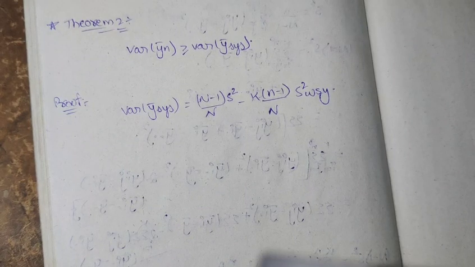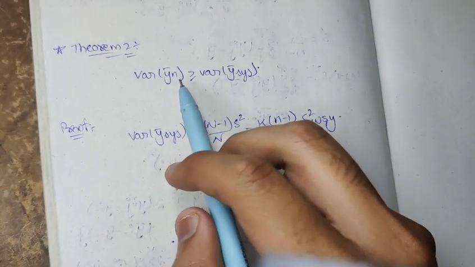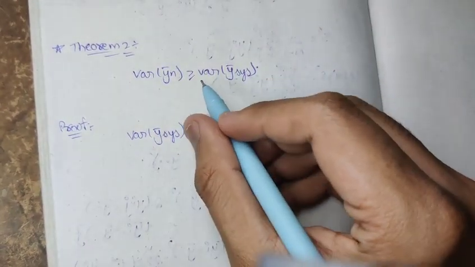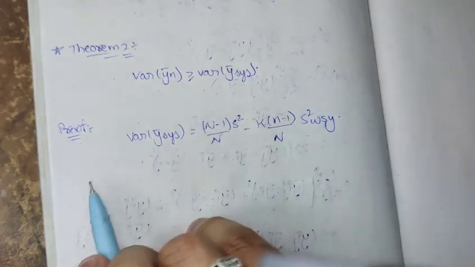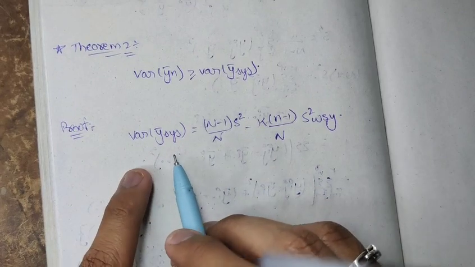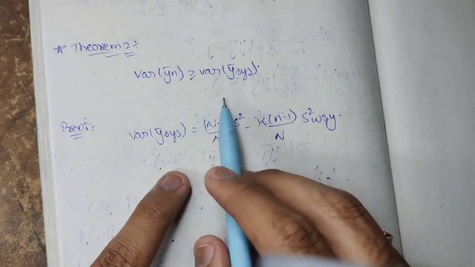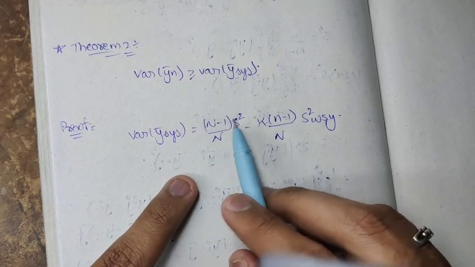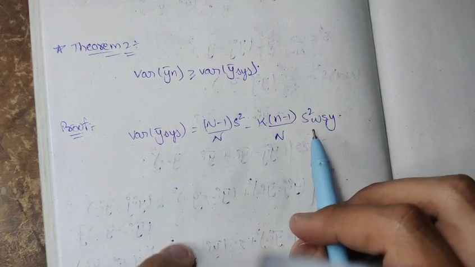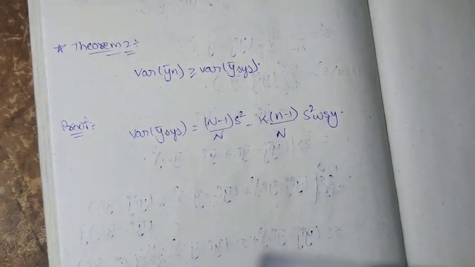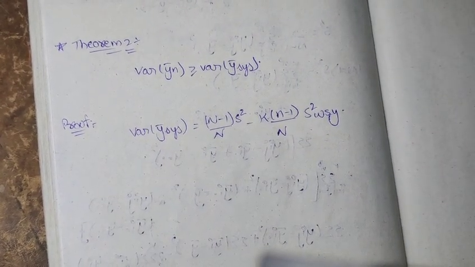Now, for the second theorem in systematic random sampling, we have to prove that variance of y bar n is greater than or equal to variance of y bar systematic random sampling. I already told you in the previous video that for this variance we'll be using (n minus 1) s square by n minus k into (small n minus 1) by capital N s square WSY. We are not going to use the generalized form. We'll use this form just so it is easy to prove this theorem.